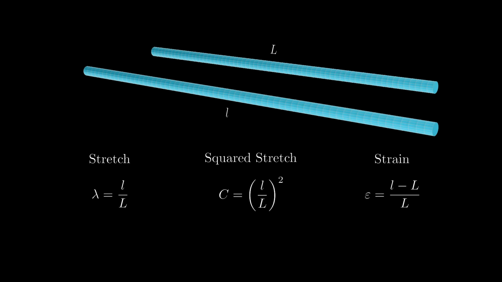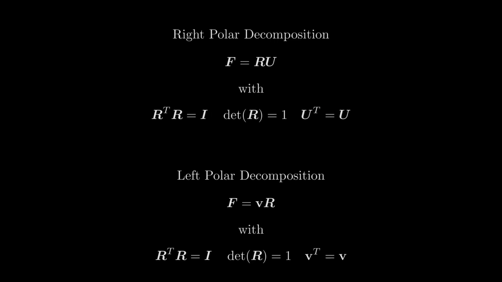The stretch tensors U and V are directly related to the stretch that we know from the one-dimensional example. In fact, in 1D, U and V are scalars and equal to the stretch lambda. This means that in 1D there's only one measure of stretch, while in 3D we have two different possibilities to describe stretch. This is because in 1D there are no rotations, but in 3D there are rotations, and when we decompose the deformation gradient into stretch and rotation, we can choose whether we want to have the stretch applied first, followed by the rotation, or vice versa, which leads us to two different measures of stretch.